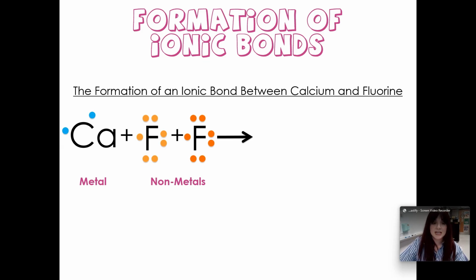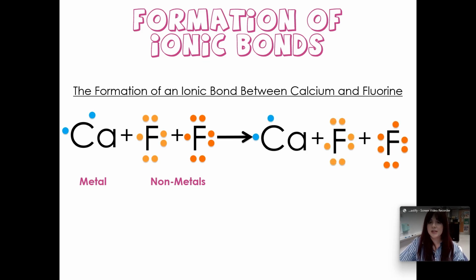To form this ionic bond, so I'm just going to put these here again. This first fluorine with the light orange can attract 1 of the electrons from calcium. Now this fluorine is happy. It satisfies the octet rule. It has all 8 valence electrons around it. However, calcium still has 1 and it wants to get rid of that 1.